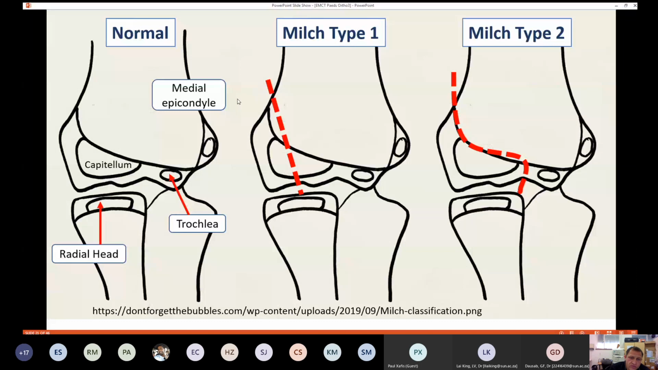There are two essential injury classifications for lateral condylar fractures in children. One is Milch, the other one is Jakob. Milch essentially classifies into type 1 and type 2. I don't think you need to memorize this. Just be aware that the type 2, as you can see, extends intra-articular.